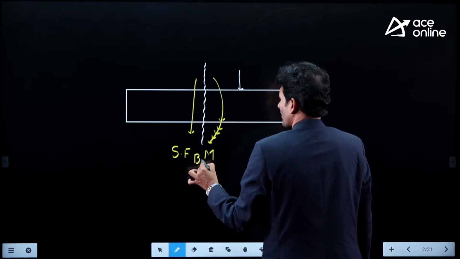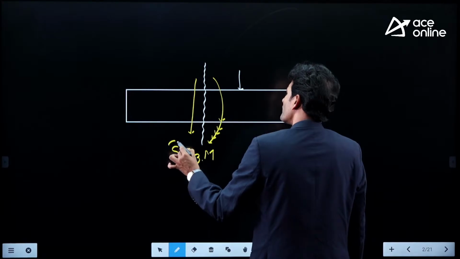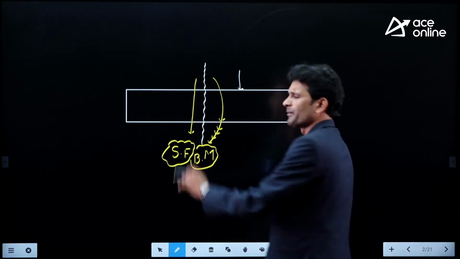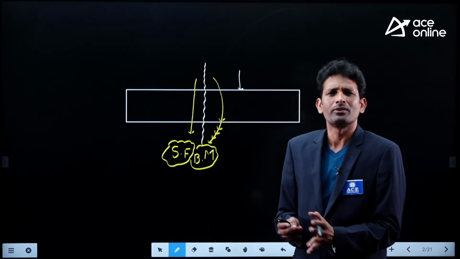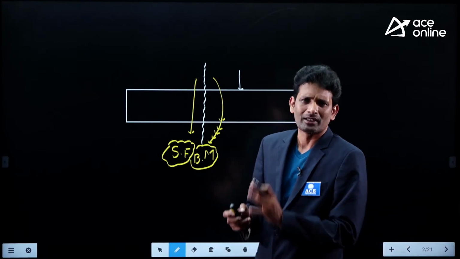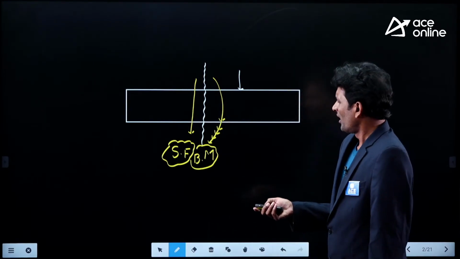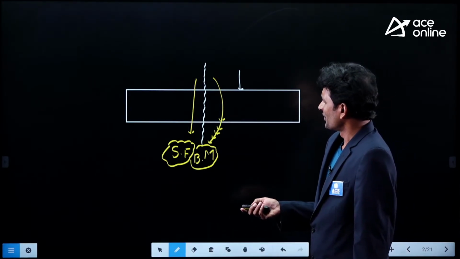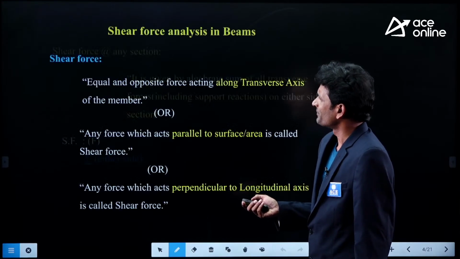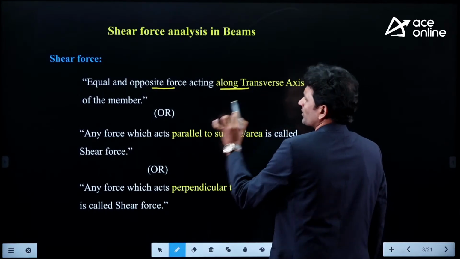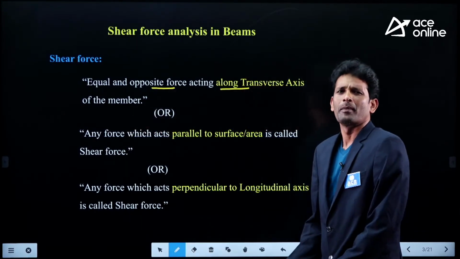In this particular session, we will try to observe what exactly the shear force is, what exactly the bending moment is, and how you can find out the shear force as well as the bending moment at one particular section. First, we are taking that part into consideration. Now, how can you define the shear force? Shear force is nothing but equal and opposite force acting along the transverse axis of the member.